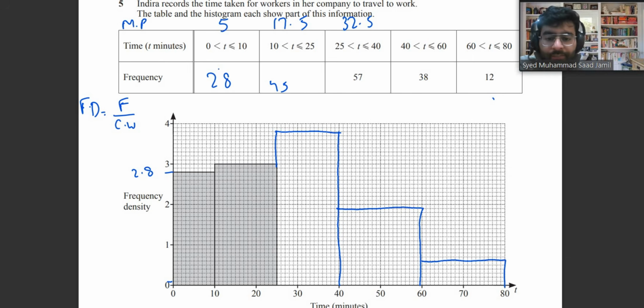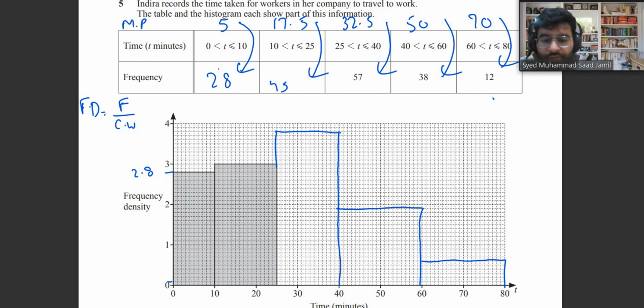Alright, then 40 plus 60, that's 100. 100 divided by 2 is 50. 60 plus 80 is 140. 140 divided by 2 is 70. Once you get the midpoints, you will multiply the midpoints with the frequencies. Alright, you will multiply it with the frequencies.